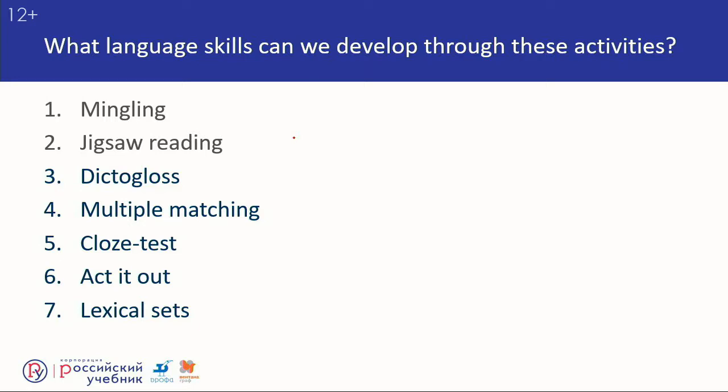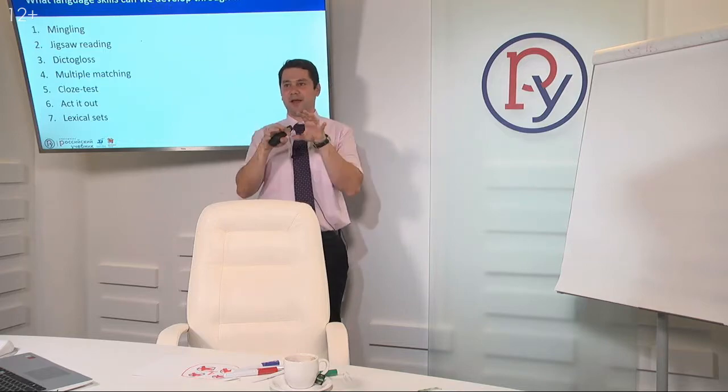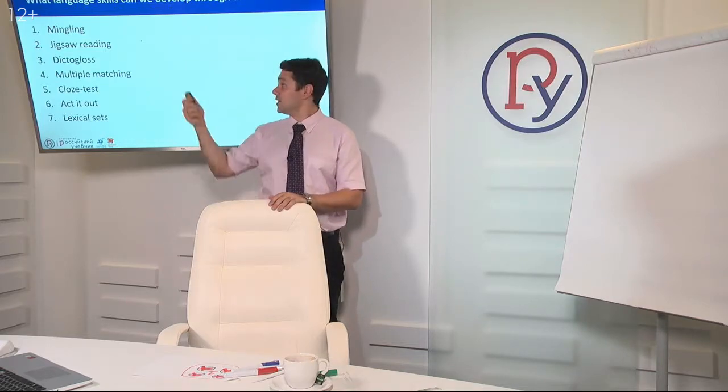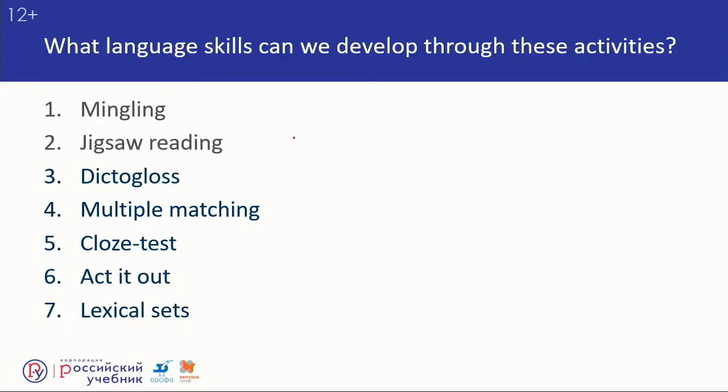Jigsaw reading is where you give different students parts of the text and they have to combine those parts of the text together. Dictogloss is an activity where I read part of a text for you and you have to reconstruct it. It's a dictation type. I will talk more about this type of activity when I speak about formative assessment. So in the second module of the course, I'll give you a better example of dictogloss.